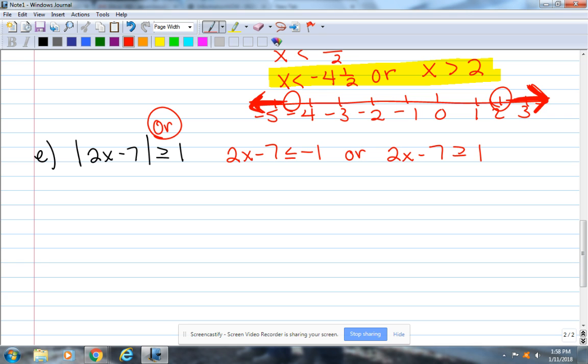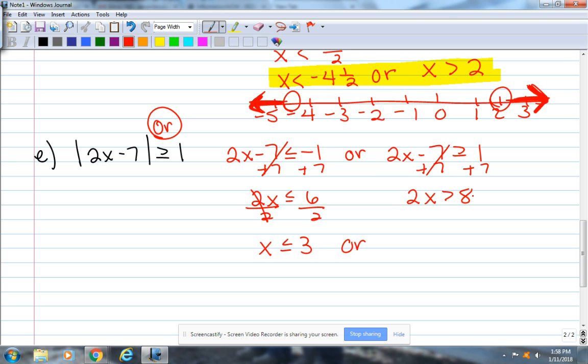And then we solve them for x. So I'm going to add 7. 2x is less than or equal to 6. Divide by 2. x is less than or equal to 3. I'm going to go ahead and put "or" with my answer so I don't forget it. Add 7 over here. 2x is greater than or equal to 8. Divide by 2. x is greater than or equal to positive 4. Any questions on that part?